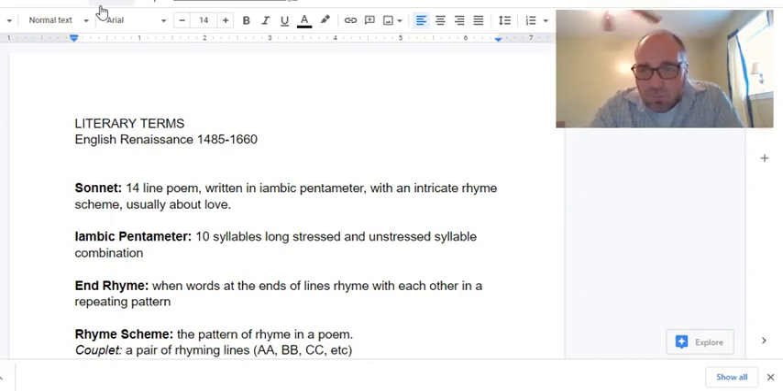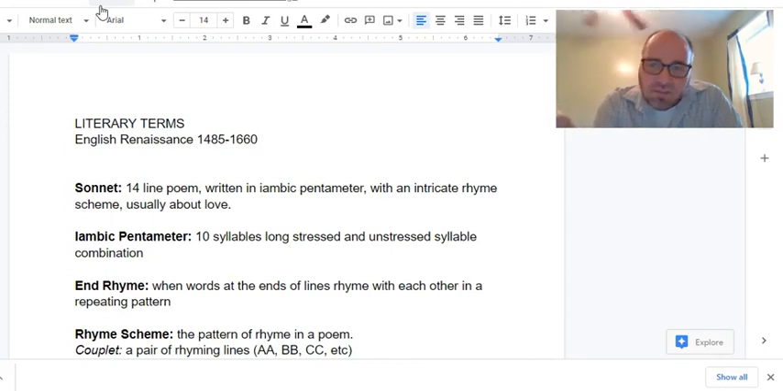The definition of a sonnet is pretty straightforward. It's a 14-line poem, always 14, can't be 15, can't be 13, has to be 14, written in iambic pentameter. We can talk more about iambic pentameter in a second, but what you need to know about iambic pentameter is that the lines are 10 syllables long.